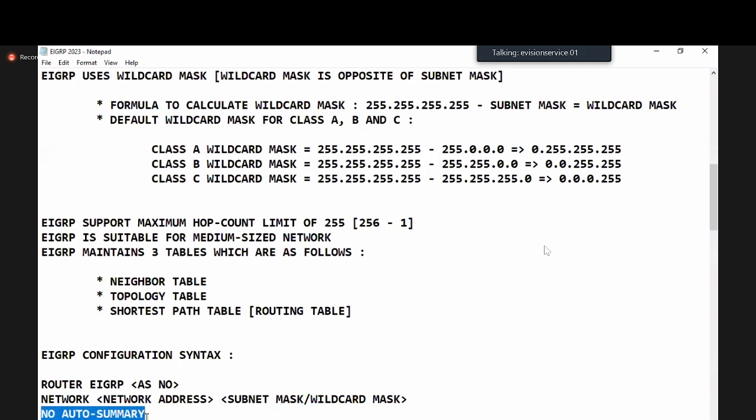Then no auto-summary. The no auto-summary command is used to deactivate auto summarization. In RIP also we have seen we are giving the same command, and in EIGRP also we have the same command.